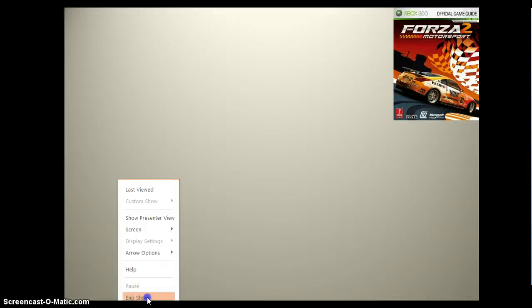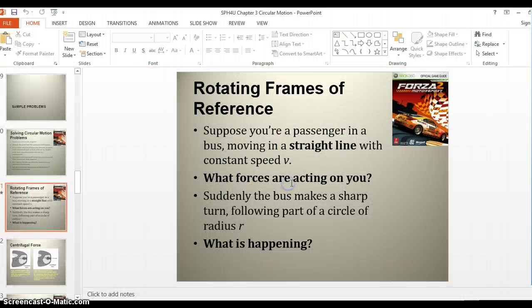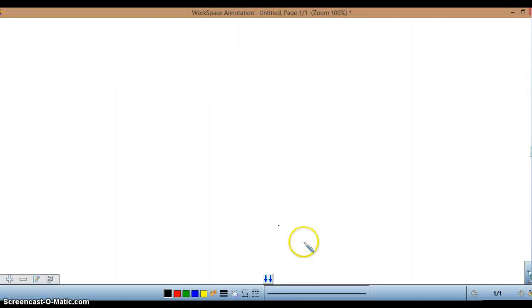So now what I want to do is take a look at some sample problems, and hopefully we can help you with these. What I'm going to do is get to my whiteboard, and we're going to do a couple of questions. These are questions that we did in class, and these are just to help you. We did a couple of questions regarding centripetal forces.